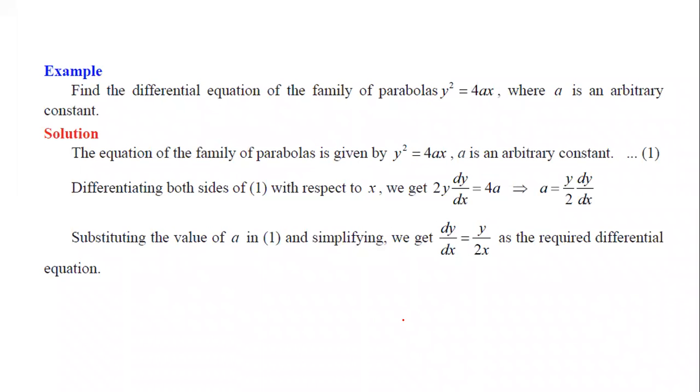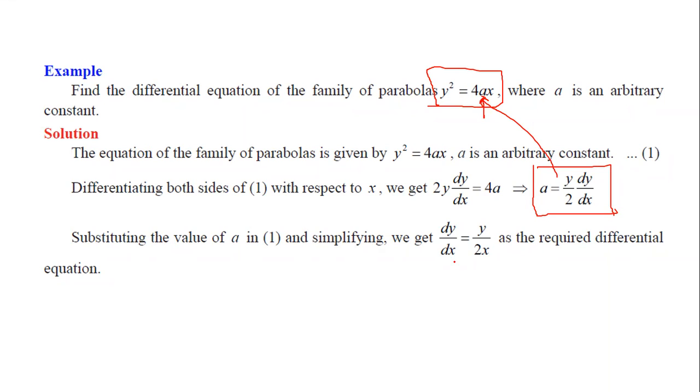Next problem: find the differential equation of the family of parabolas y square equal to 4ax, where a is the arbitrary constant. In case they mention that a is the arbitrary constant, then we can eliminate that a. How to eliminate a here? As per the procedure, you have to differentiate with respect to x on both sides. Then you will get 2y dy by dx equal to 4a. So a equal to (y by 2) dy by dx. In the place of a, you have to substitute that value.